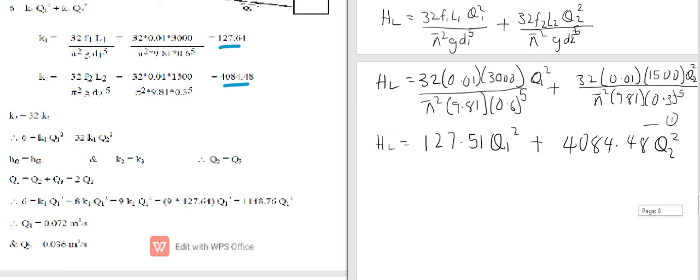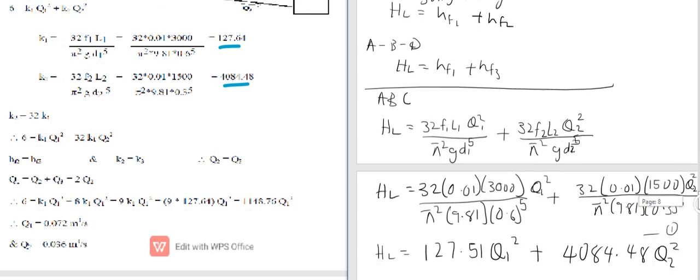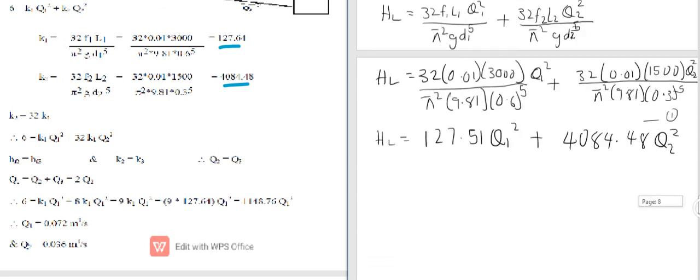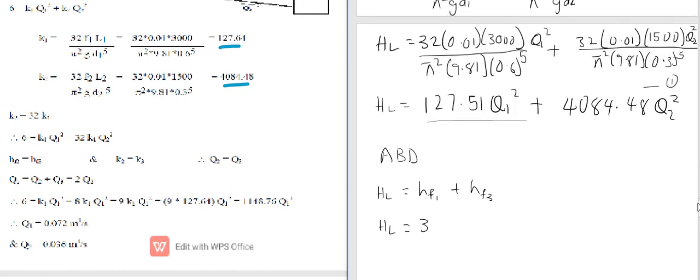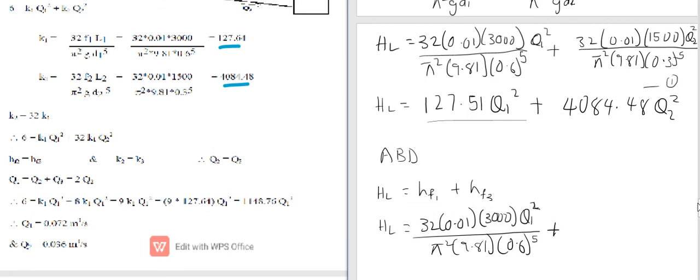Now, when the fluid is passing through ABD, what is the expression that we have? HL will be equal to HF1 plus HF3, right? So HL will now be equal to, we already know what HF1 is, but let me write it down in full: 32, 0.01, 3000, Q1 square over pi square, 9.81, 0.6 raised to power 5, plus now HF3.